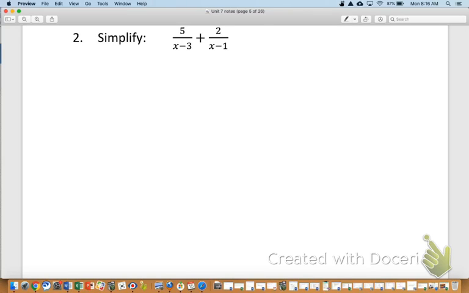So what I want to do is help you guys with a numerical way of approaching this. So if I had 5 over something plus 2 over something, and I had, let's see here, 14 minus 3, 14 minus 1. So do you see what I've written on the board?